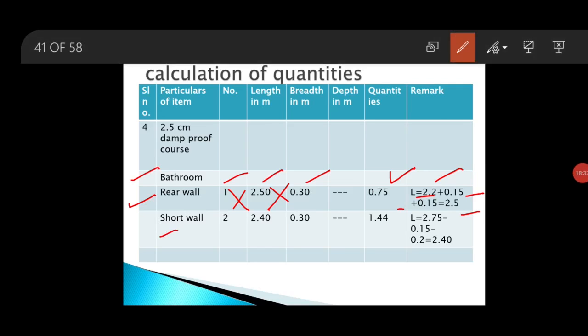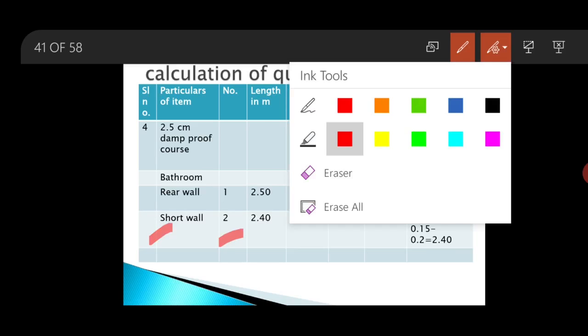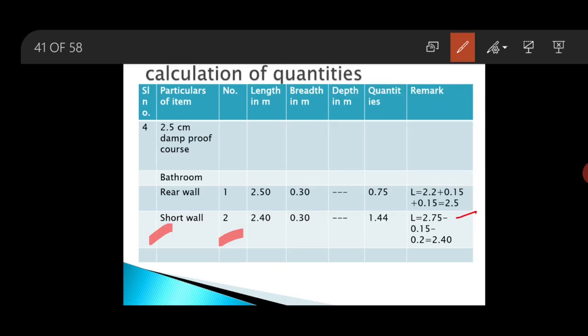So short wall, two numbers of short wall. In the remark column, write down the center to center length of 2.75 subtract half of the width, that means 0.3 by 2 and minus 0.4 by 2. Clear? So 0.15 minus 0.2, so the length will become 2.4.